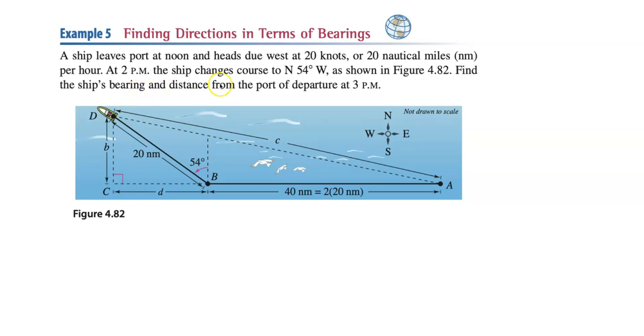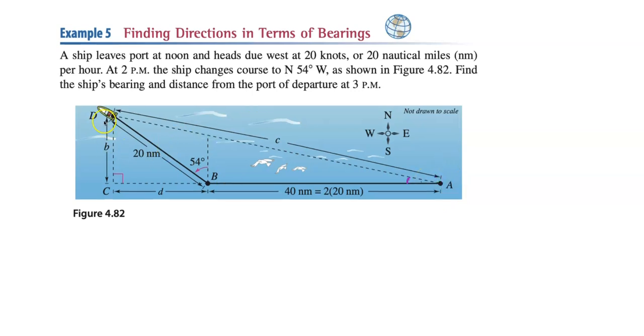Find the ship's bearing and distance from the departure at 3 p.m. So we're trying to find two things, the bearing and the distance from departure. The distance from departure is just this thing right here. So we've got to figure out that line right there. How much is that line? The bearing is basically, from here, pretend this is like a northwest little grid there. We've got to figure out what that angle is. That's going to be the bearing. So to do that, we've got to figure out what this angle is right here, because then we can subtract it from 90. That's the goal here.